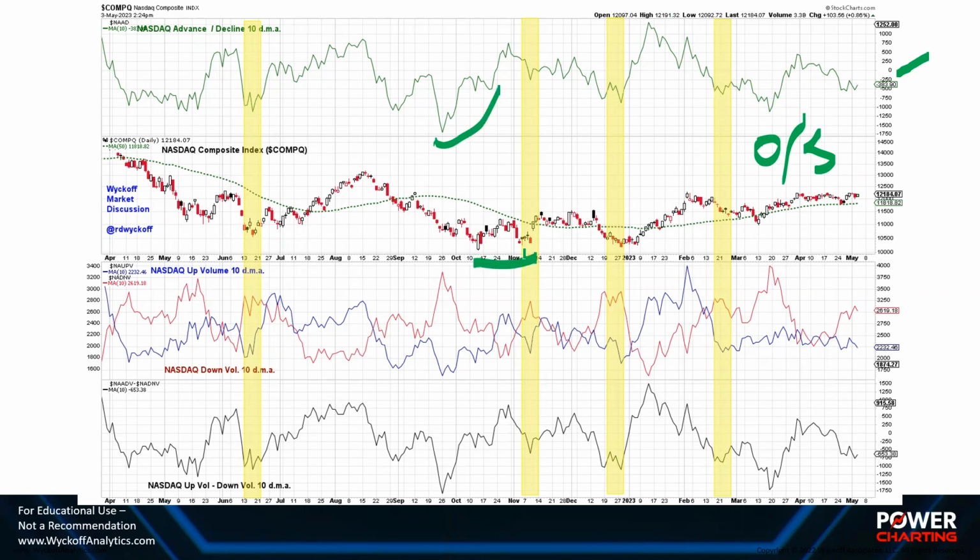And we look for, in the case of overbought, divergences, which we got here. And so the thing that I want to point out, and this actually is, I think, potentially a positive, is that we see that this is up volume on a 10-day average basis, and this is down volume on a 10-day average basis.